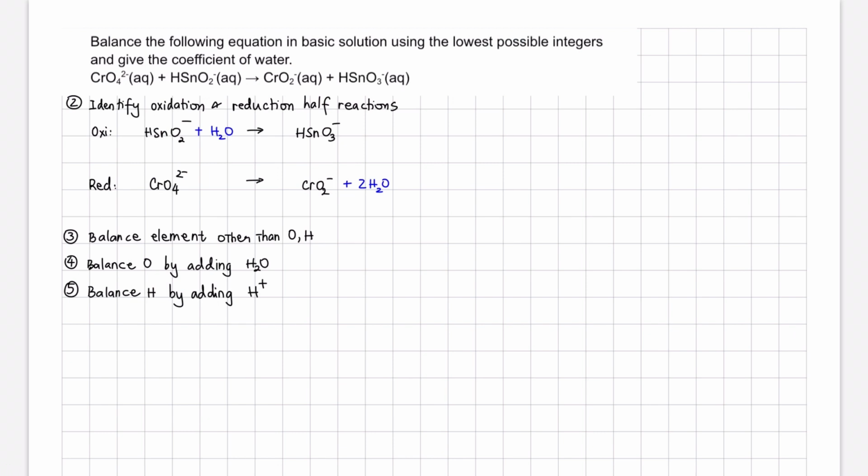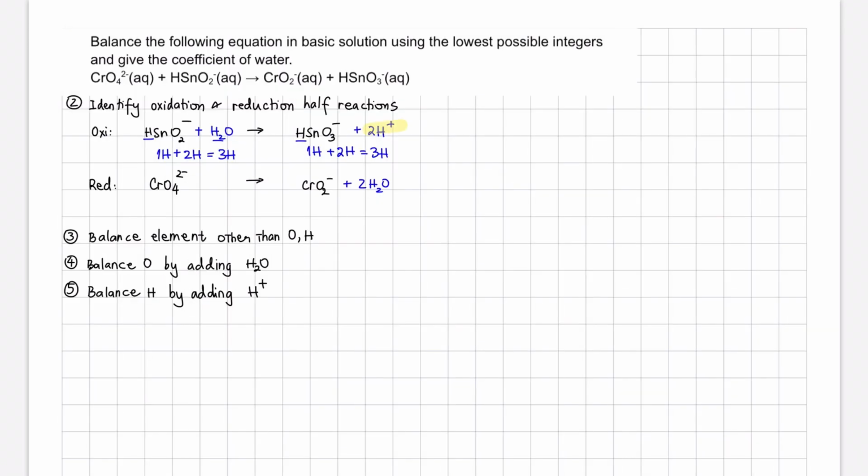Moving on to step 5, we need to balance the hydrogen by adding H+ to the reaction. So here we're looking at the oxidation half. There is 1 hydrogen in HSnO2 and 2 hydrogen in H2O, so that's a total of 3 hydrogen on the left, and on the right, there's just 1 hydrogen in HSnO3. So in order to balance it, we need to add 2 H+ to the right.